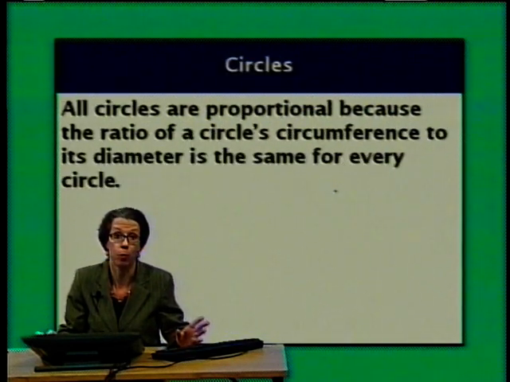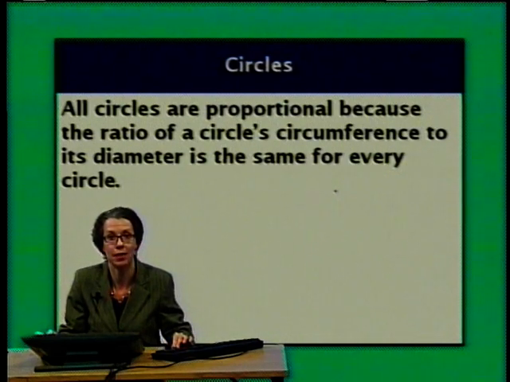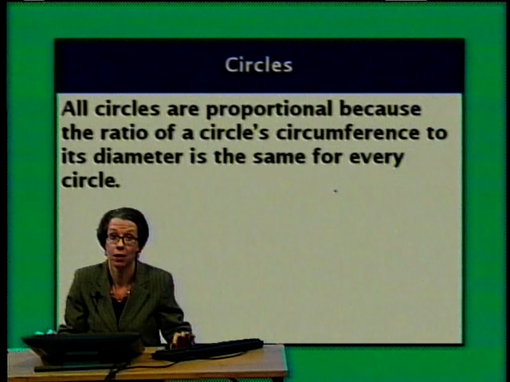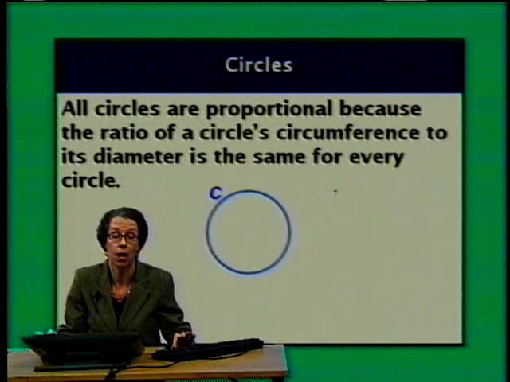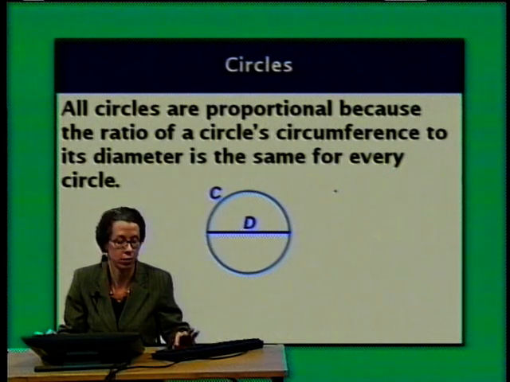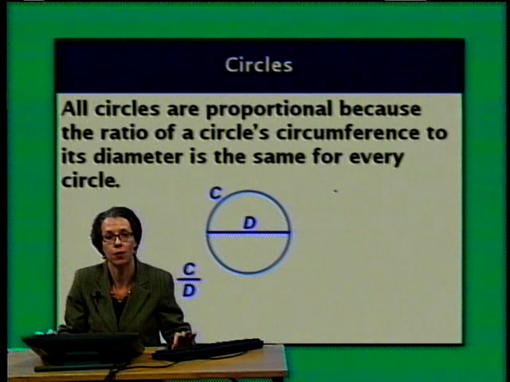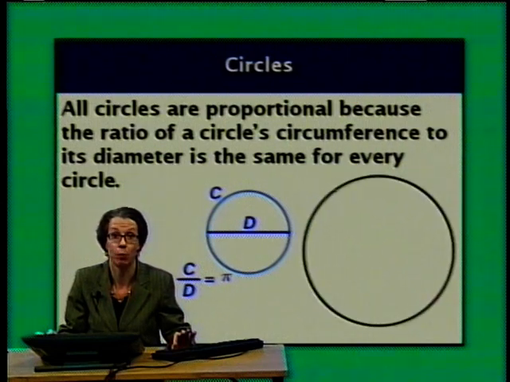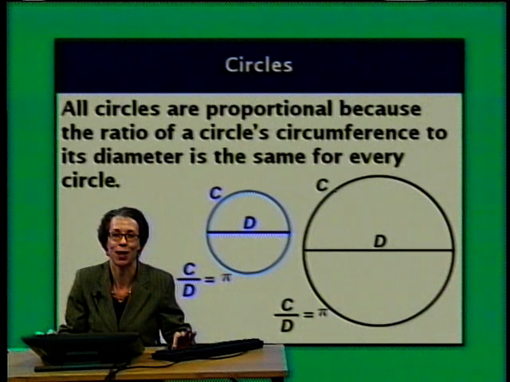Now, all circles are proportional because the ratio of a circle's circumference to its diameter is the same for every circle. So here's a little circle. Its circumference is just the distance around the circle. Its diameter is the distance across the circle, the distance measured through the center. And when I look at the ratio of the circumference to the diameter, it equals pi. This is where the number pi comes from. And if I take a bigger circle and measure its circumference and measure its diameter very, very carefully, the ratio of the circumference to the diameter will be pi. All circles kind of look the same because they're all proportional.